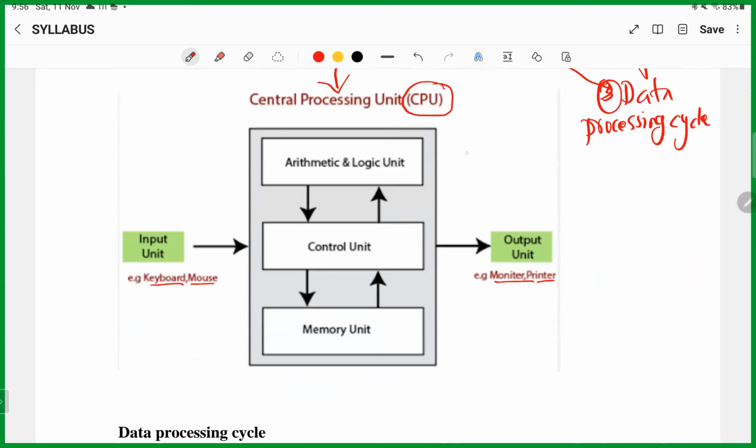The first one is arithmetic and logic unit. In short, we call it ALU. They have asked the full form of this too: what is ALU? Then we have control unit, CU. Then we have memory unit.